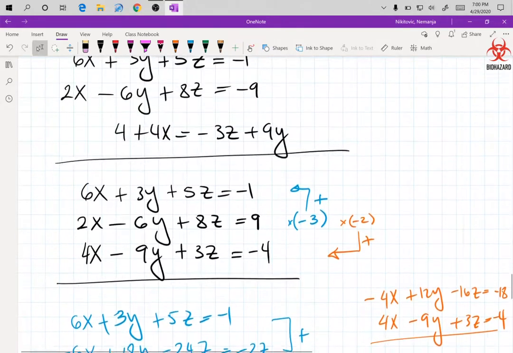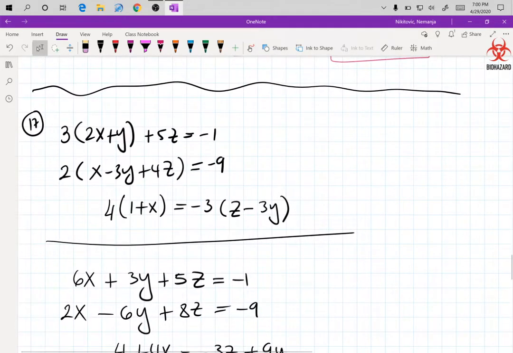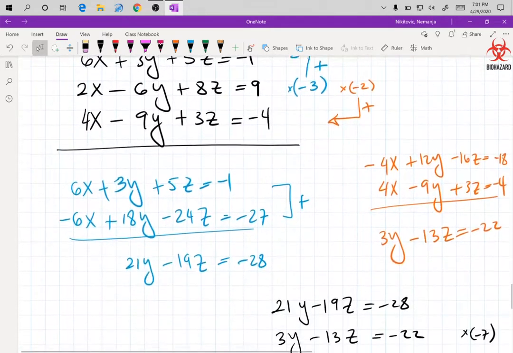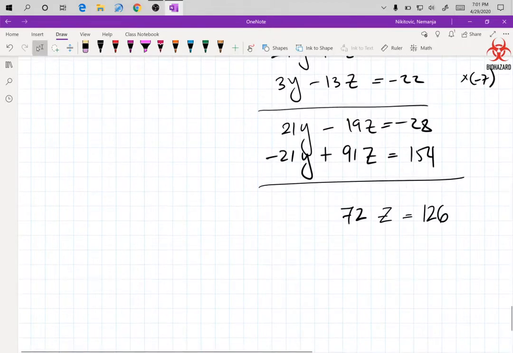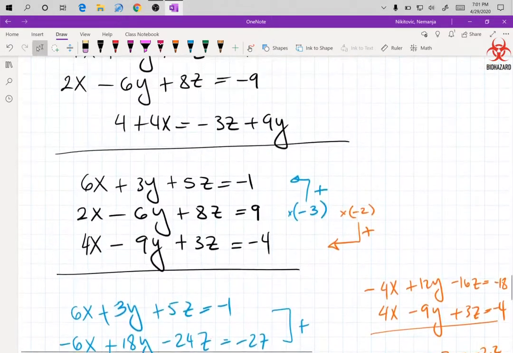First, let's see if we copied the problem correctly. 3, 2x plus y plus 5z equals minus 1. 2x minus 3y plus 4z equals negative 9. 4, 1 plus x equals negative 3z minus 3y. Good, so the problem is copied. It says negative 18. Not sure what's negative 18, but it's wrong anyway.